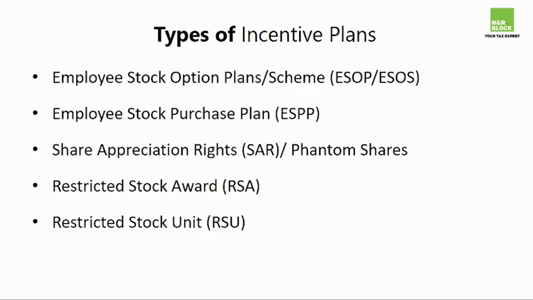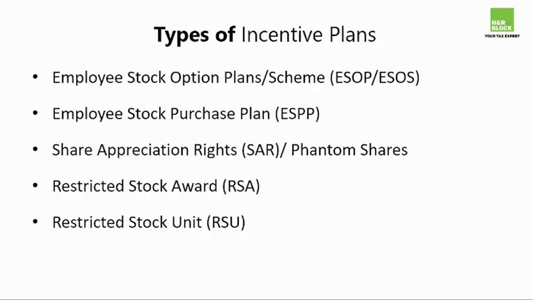Another variant is share appreciation right, or phantom share. Why is it called phantom share? Because in this particular plan you are not actually allotted any shares, but you are rewarded in the form of appreciation which happens in the share price from the grant date till the vesting date. Suppose a share on grant date price was 100 rupees, and on the exercise date or vesting date the price has become 200 rupees per share. This gap between 100 and 200, that is rupees 100 per share, will be considered as your stock appreciation, and that will be your income.